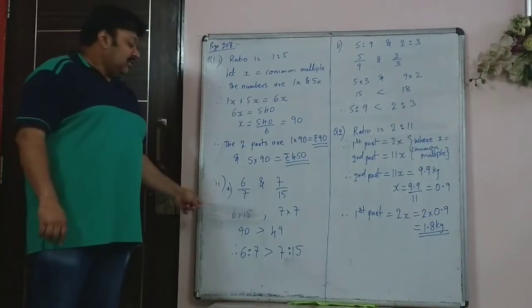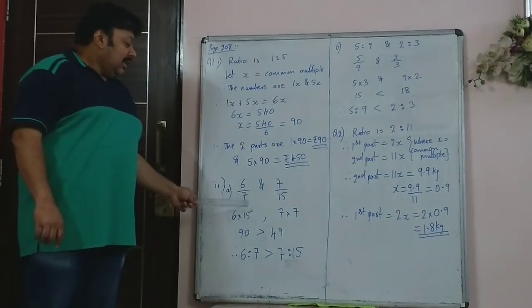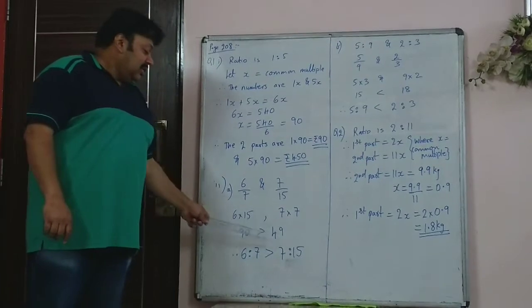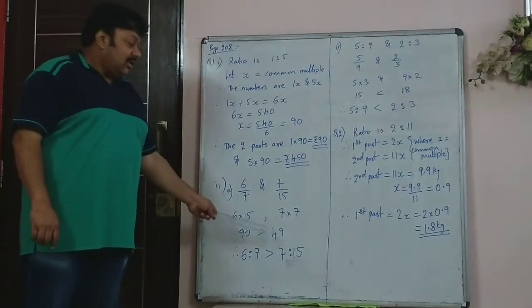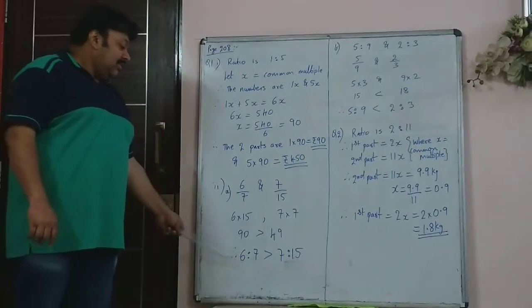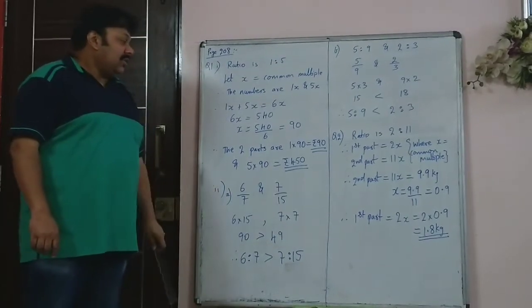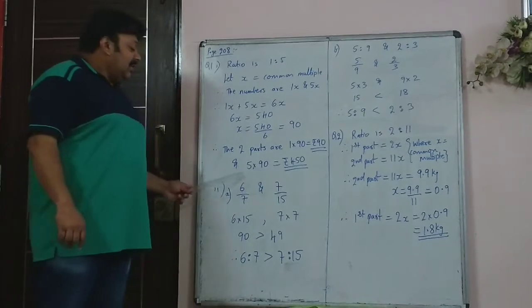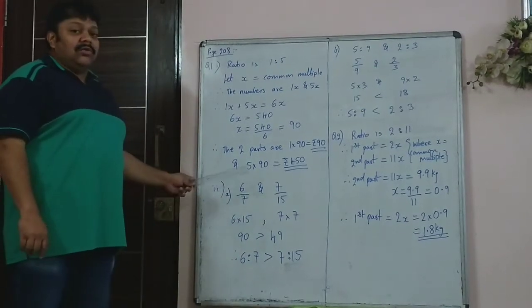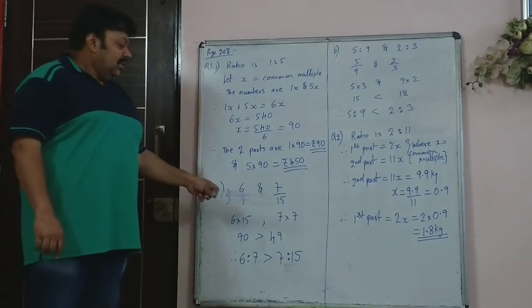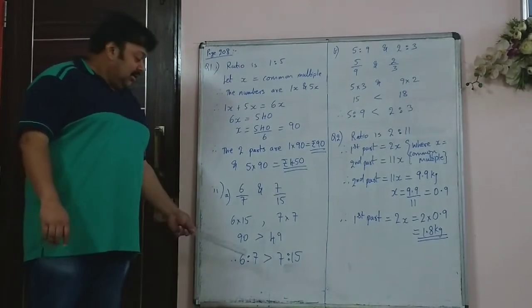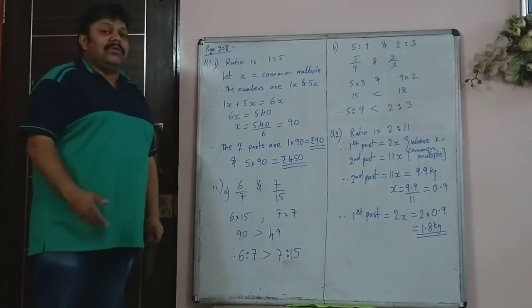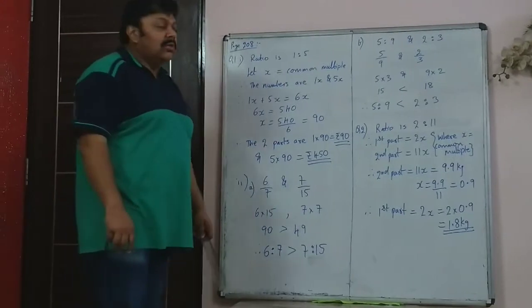For example, 6 into 15 is 90 and 7 into 7 is 49. 90 is greater than 49, which means 6 upon 7 is greater than 7 upon 15. This is the simplest way to compare, because we can't do the division mentally for 6 upon 7 and 7 upon 15 and write it. But this is the most simple way, by just doing cross multiplication.